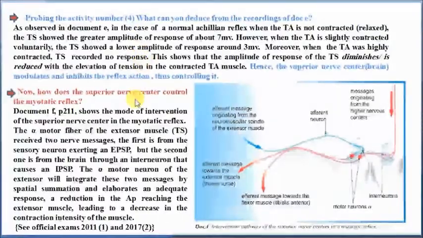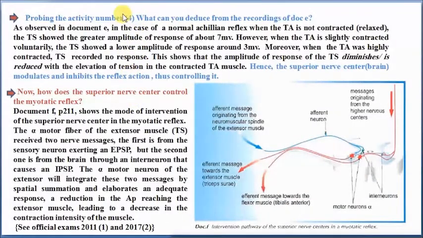This is the explanation of the experiment, and it is at the same time probing activity number 4 in your book, where you have to deduce that the superior nerve center is modulating and inhibiting the reflex action, controlling it based on the results of document E, which we have explained previously. Now we come to the last point: how does the superior nerve center control the myotatic reflex?